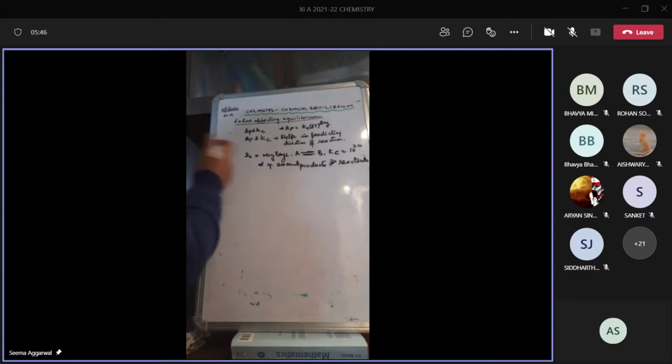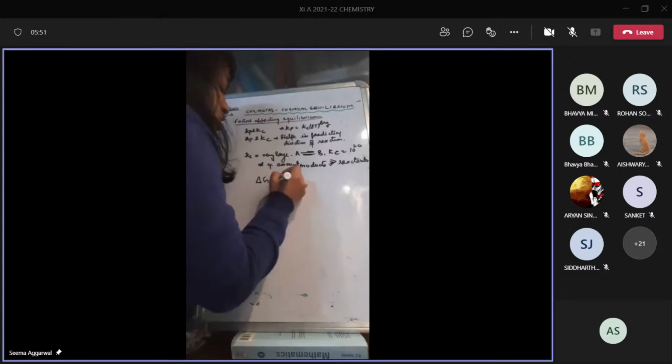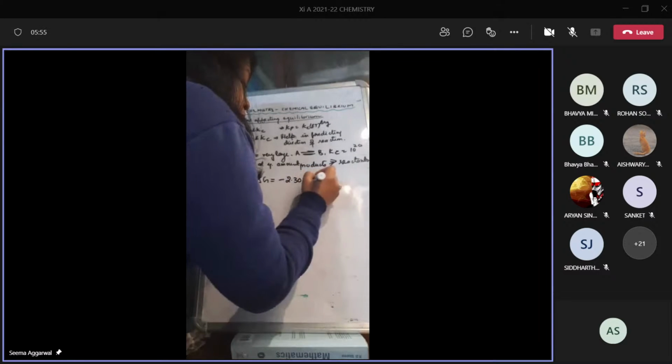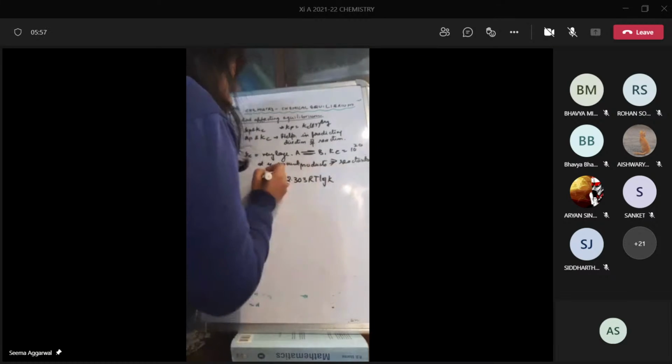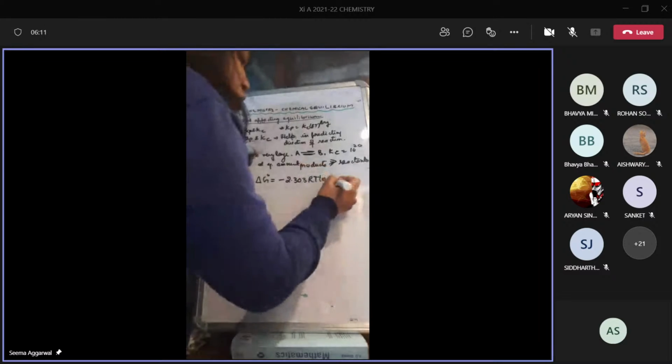And one more equation I have told you, in the chapter on equilibrium: delta G naught is equal to minus 2.303 RT log K. This equation I told you in the chapter of thermodynamics. It is the relation between Gibbs free energy and log K.